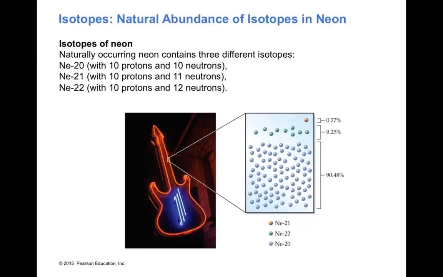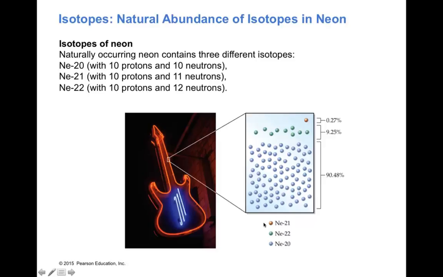So basically, that means that if we have 100 atoms of neon, 90 are going to be neon 20, while 9 are going to be neon 22, and just one or less than one is going to be neon 21. That's basically what this means. In 100 atoms, you're not going to have all 100 with the same isotope. If you have different isotopes, you're going to have a specific number of each of them.